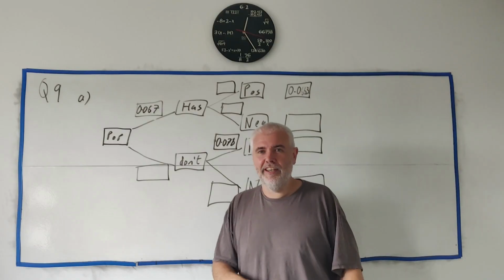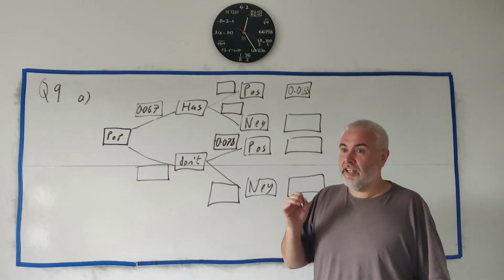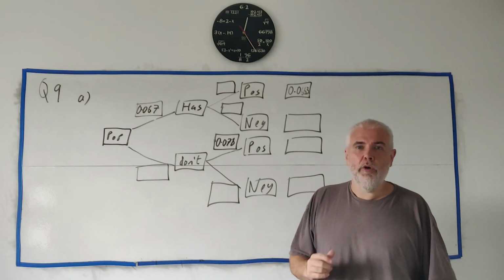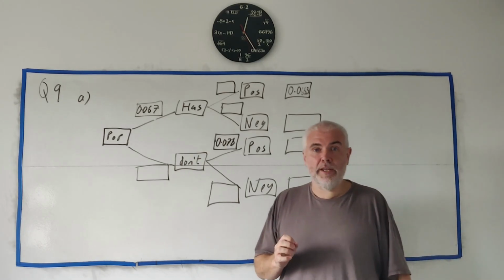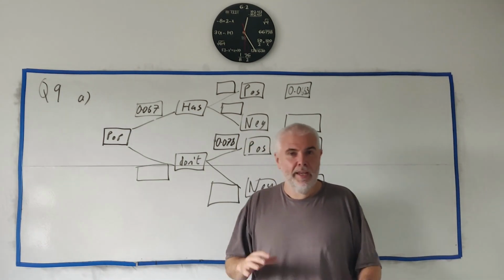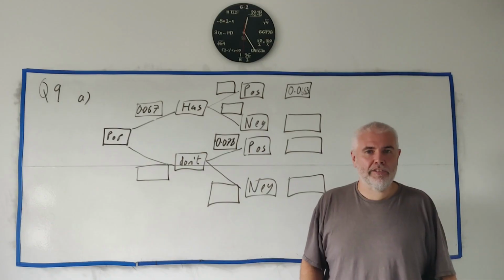That's an important thing to know for future. 95% of people who have diabetes test positive. That's good. But 7.8% of people who do not have diabetes also test positive. And that's really the setup of the question.